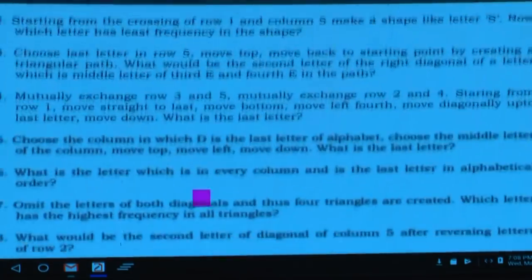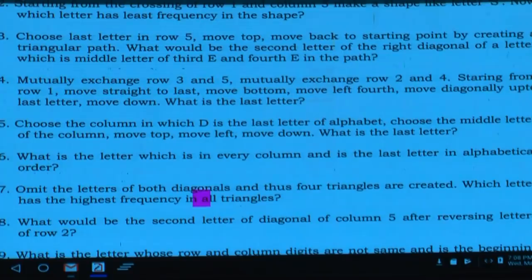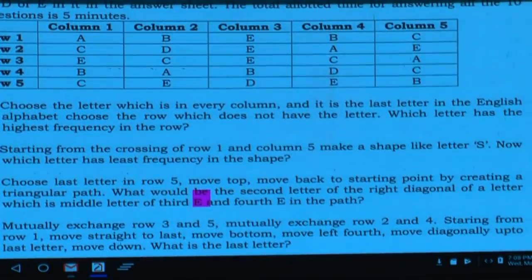Then the sixth one. What about question number 6 here? What is the letter which is in every column and it is the last letter in the English alphabet? B and E are the two letters which are repeated in each and every column. Now between these two, which is the last letter in the alphabet? E. E is the answer. Some part of question number 1 and question number 6 is one and the same. Done.